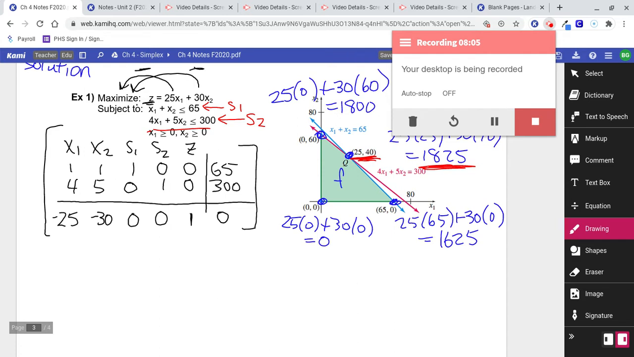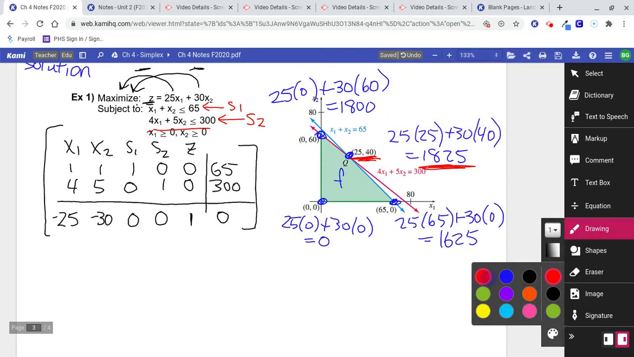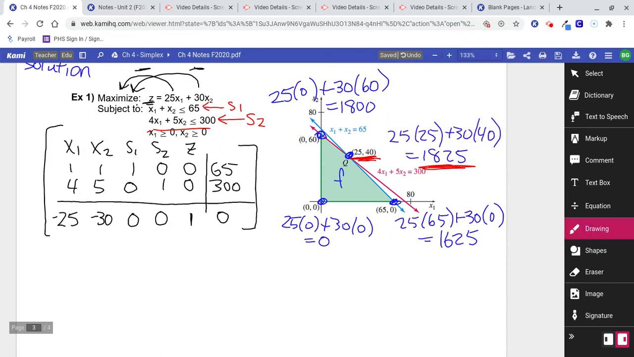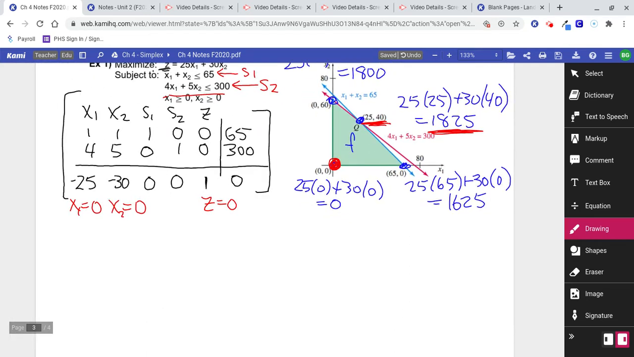Now, if you think about it, we've got a solution to this table, this tableau, and x1 equals 0 and x2 equals 0, because those are non-basic variables, right? And the z value is 0, but that corresponds exactly to this corner on my feasible region. Okay, so I'm doing the exact same problem. I'm just doing it without graphing it.